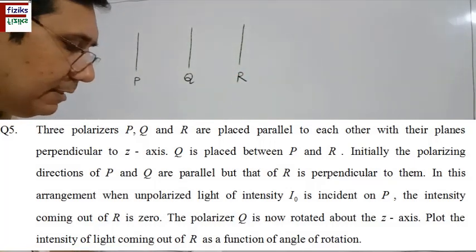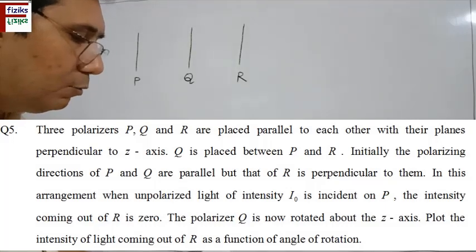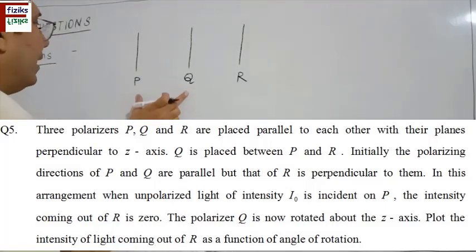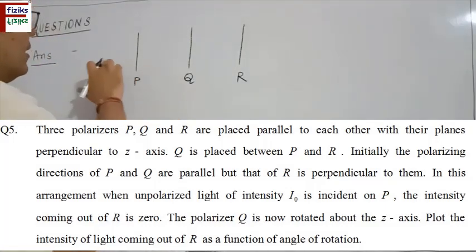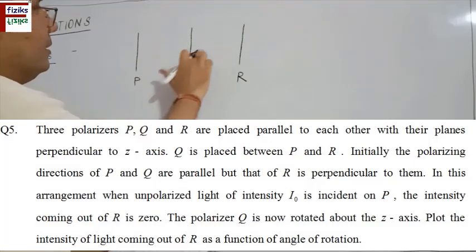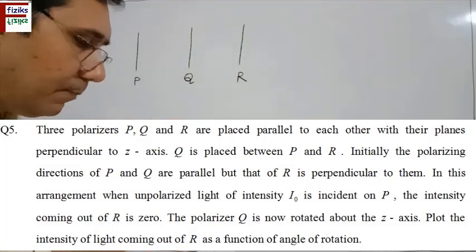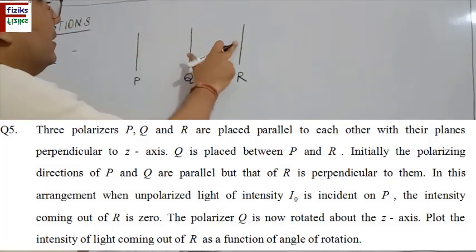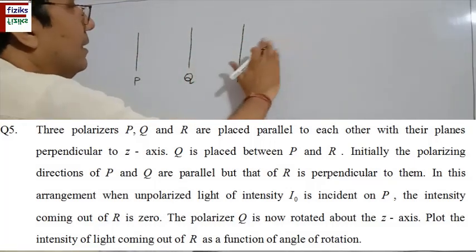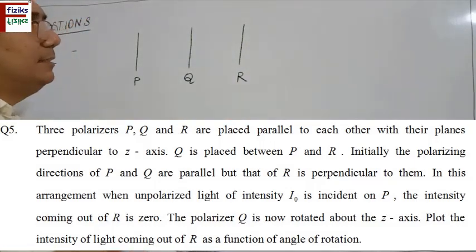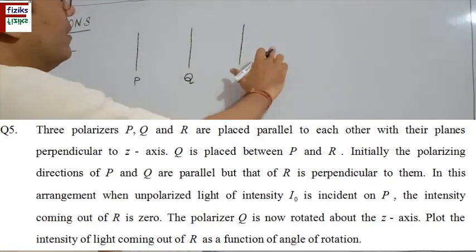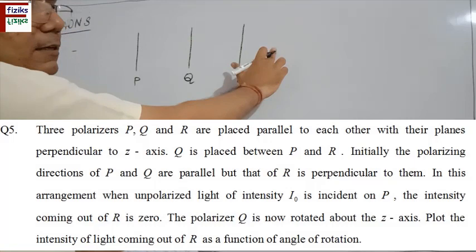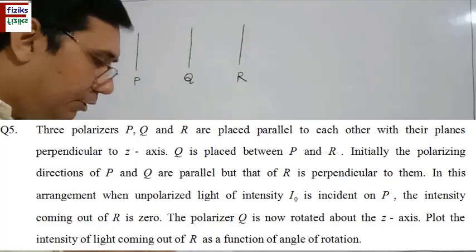Initially the polarizing directions of P and Q are parallel, so basically their pass axes are parallel. Whatever intensity is here, the same intensity will be here. But that of R is perpendicular to them. If they are at 0, this is at 90. So on the emerging side, intensity will be 0 because this becomes cos square 90, and cos square 90 is 0.